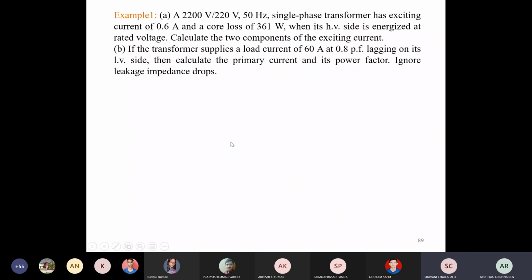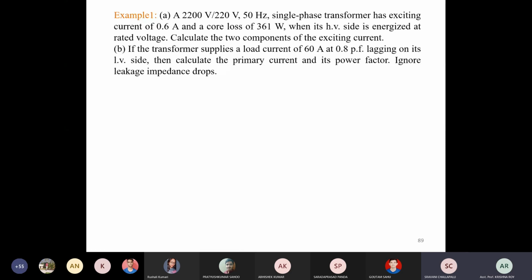Okay, so that is all about this equivalent circuit. So let us solve one numerical problem based on this phasor diagram. Here a transformer is given with voltage rating 2200 volt by 220 volt, 50 hertz, single phase transformer, which has an exciting current of 0.6 ampere and a core loss of 361 watt.